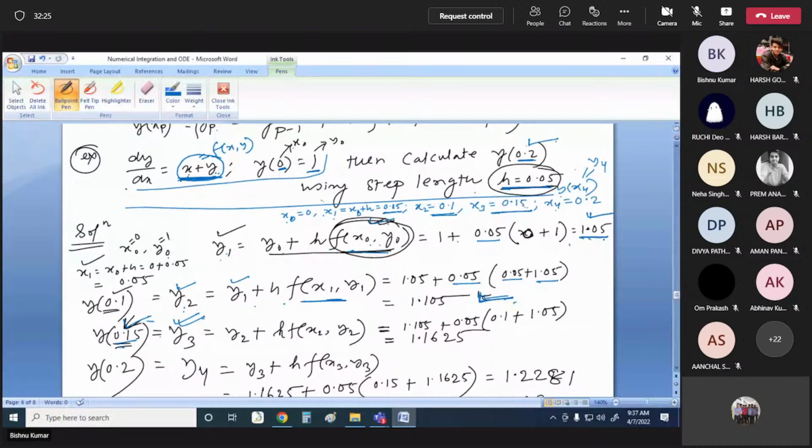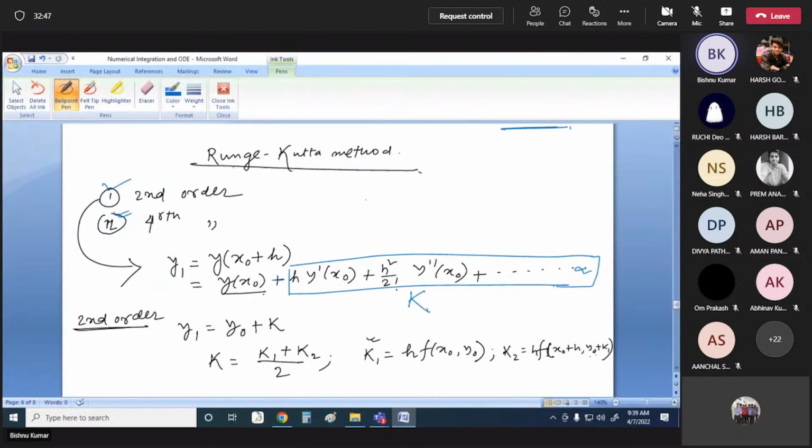Is it clear? Yes, sir. Okay. Now I am coming to another method. Euler's method is also an important method, but I am coming to another method, the Runge-Kutta method. You have two separate methods within the Runge-Kutta method, the second order and the fourth order. These two are important and in your syllabus.